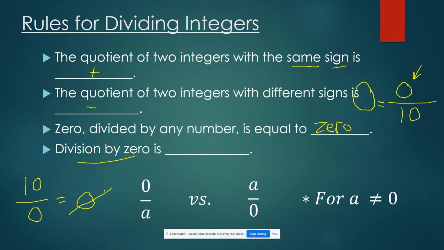Division by 0 is not allowed, and there is a word for this. This is a vocab word that you are responsible for knowing. Division by 0 is undefined. You're not allowed to do it. And the word for that is undefined. Division by 0 is undefined. And we'll learn more about that as the year goes on. But for right now, this is enough for you to know. Just understand that you can't do it.